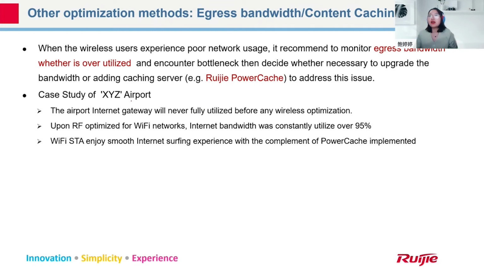Like the case study on the airport. The airport internet gateway was never fully utilized before any wireless optimization, and after the RF optimization for the Wi-Fi network, internet bandwidth was constantly used over 95%. So the Wi-Fi stations will enjoy a smooth internet surfing experience after we implement the Power Cache. So this also may be the reason, because the egress device's caching resources are not enough. So you can deploy it.